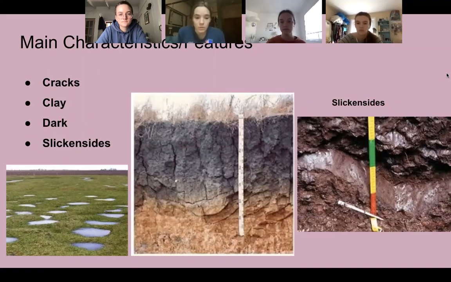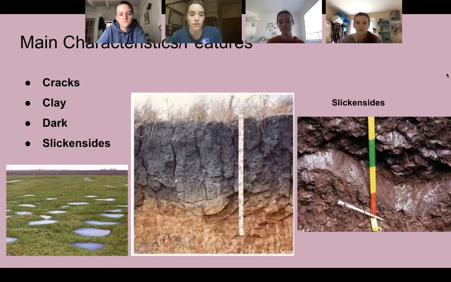Slickensides form when clay minerals swell and cause beds to slide past each other. The large cracks are formed during the drying season in which the soil dehydrates and shrinks. However, the slickensides form in the wetting season when the clay hydrates. This hydration of the clay causes pressure to build up and ultimately causes the beds to slide.